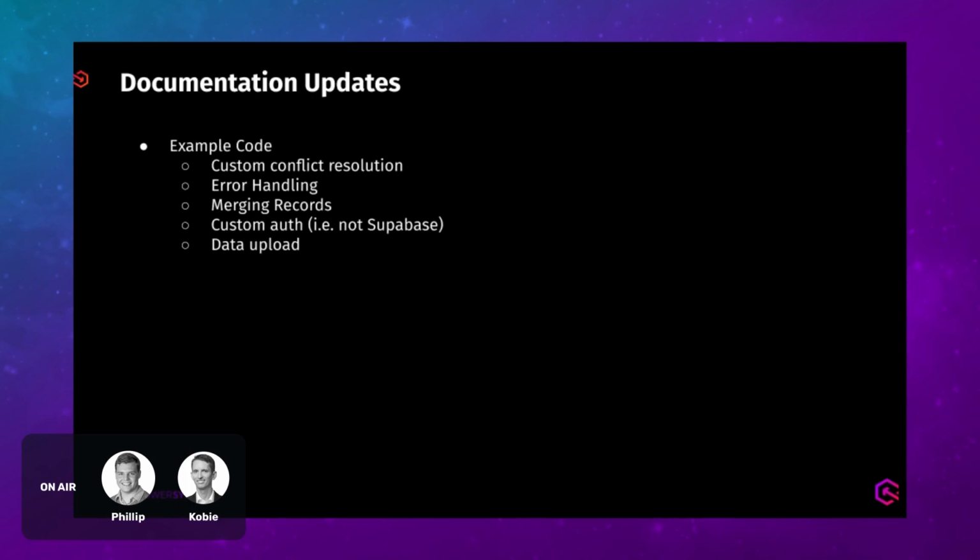In terms of our docs, a big gap we're aware of at the moment is just in terms of having more example code. There are lots of things that are possible with PowerSync, but we don't necessarily have all of them documented. So big things that we're working on adding are examples of doing custom conflict resolution, how to handle errors, perhaps with the upload data call. Sometimes you might want to merge records, so having examples of that. Custom auth is something we're working on, and also just examples of how to do data upload calls.